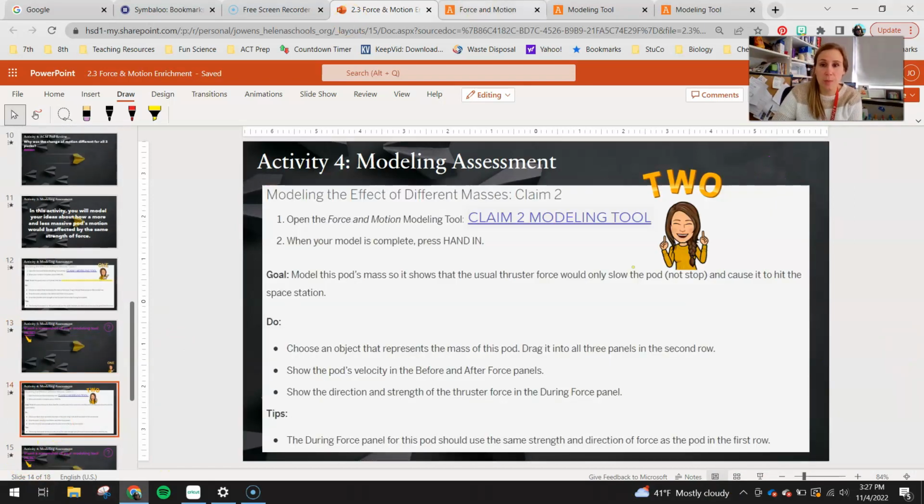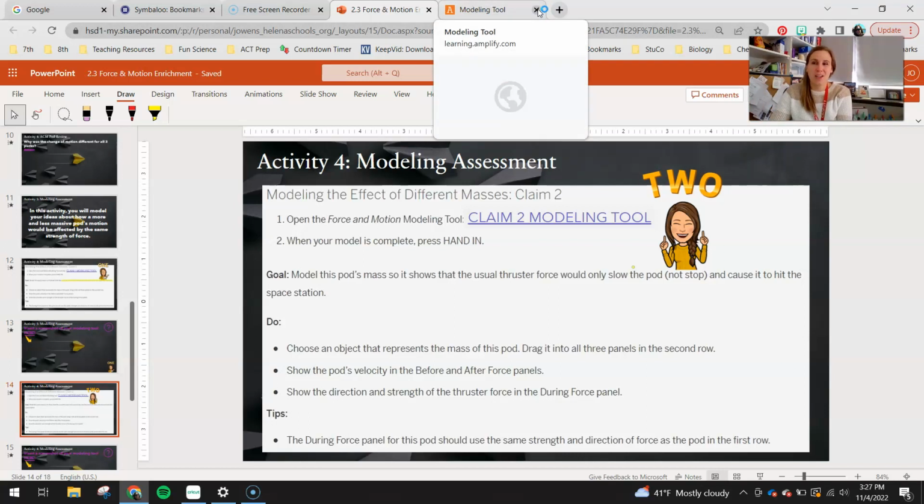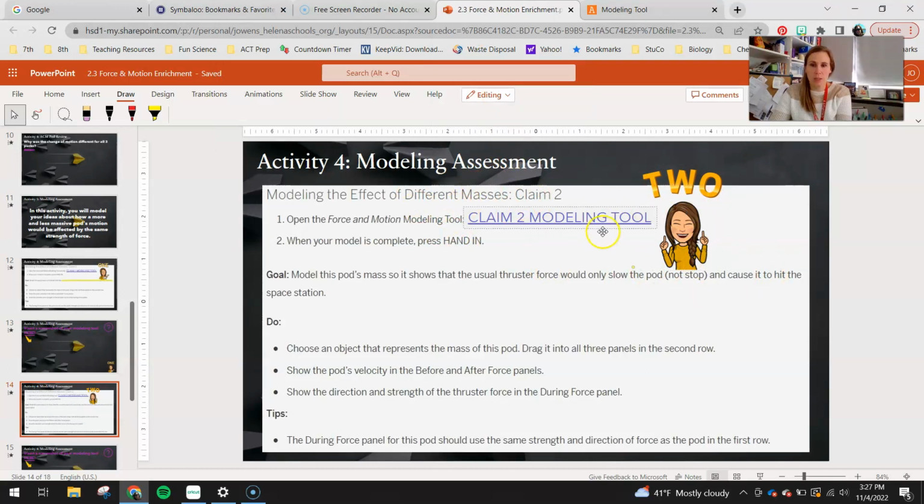All right, claim 2. Claim 2 has a different modeling tool. And remember, you're welcome to go back into the sim and think about what we did in that sim to help you understand this concept a little bit better. There's a new link for the Claim 2 modeling tool, so click on that new link on slide 14.